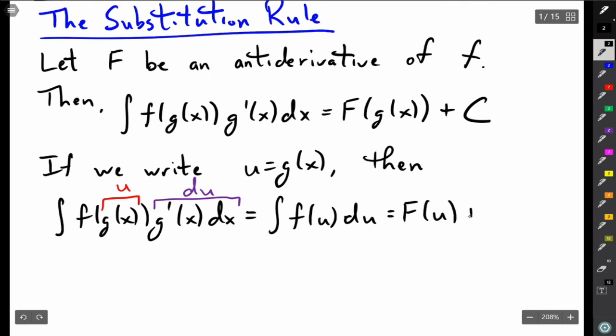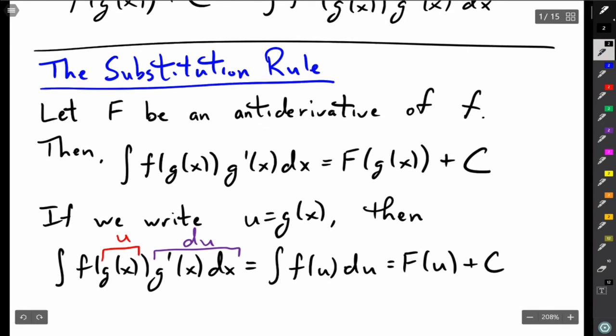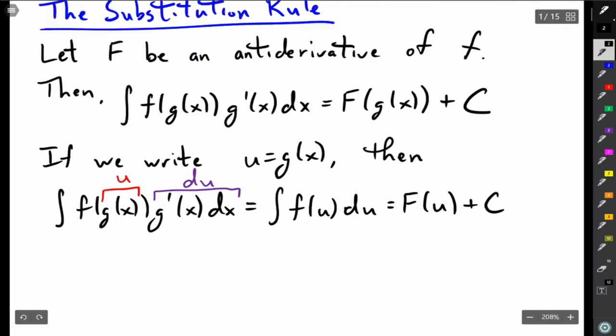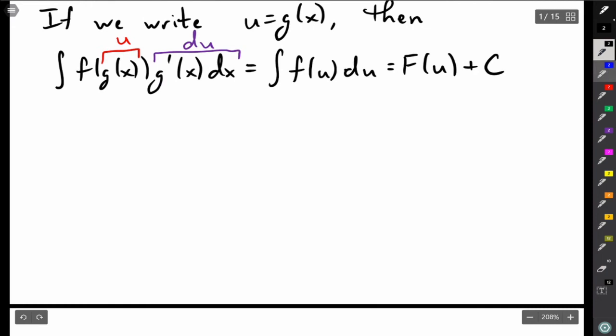So we end up with this, right? So we're basically kind of using the chain rule backwards to kind of pull out the inside of the function, integrate f, and then put that back inside, right? So that's pretty much it for the theory behind the substitution rule. Let me also say this does work as well with definite integrals. Okay.